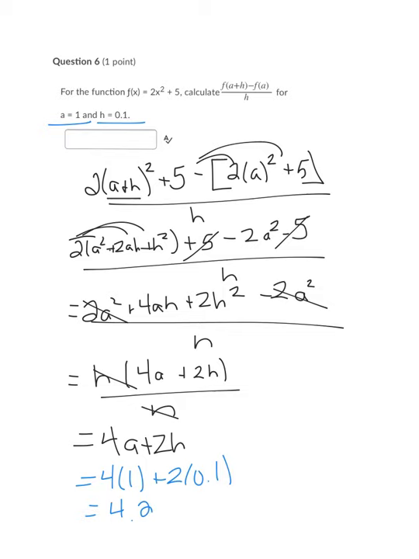The second option would be to plug in our a of 1 and our h of 0.1 right in the beginning, before we plugged those values into the functions, and it would result in the same answer either way.